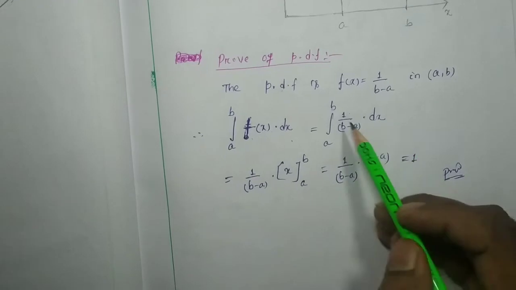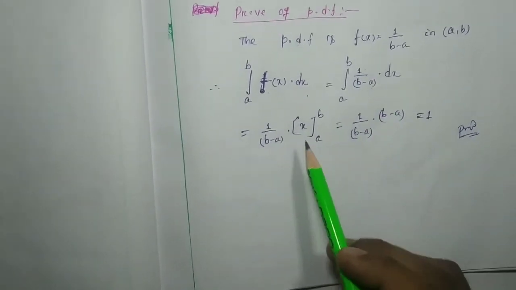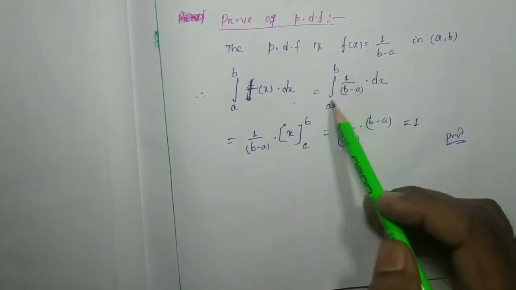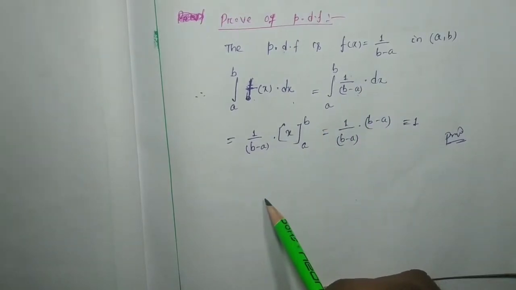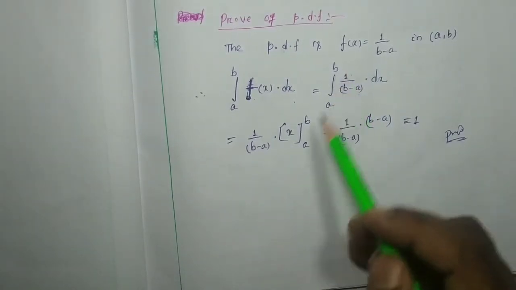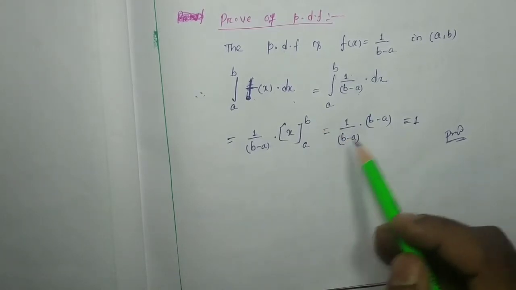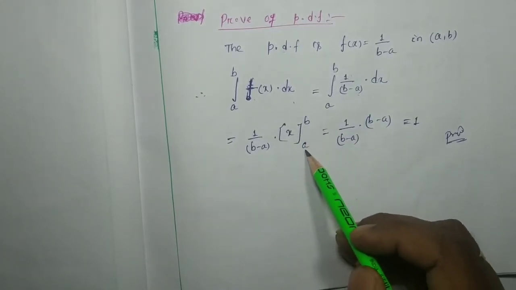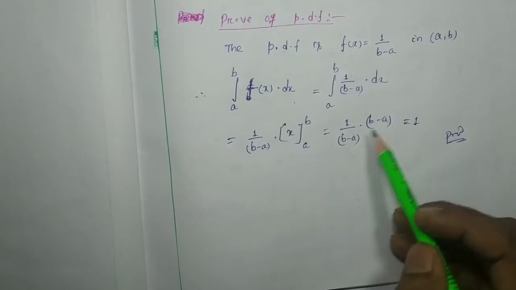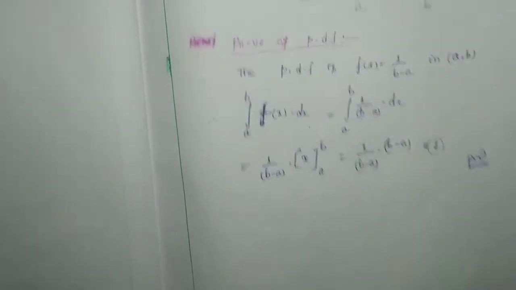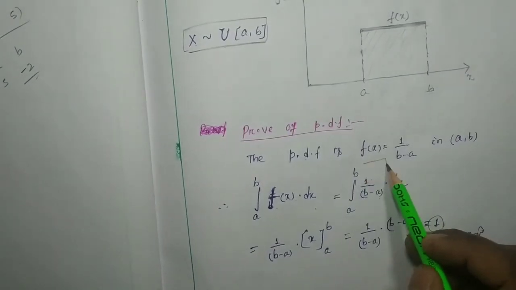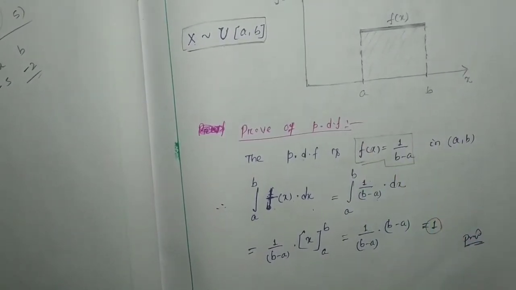1 by b minus a is the constant taken outside, and the integration of dx is nothing but x, with limits a to b. If we put the upper and lower limits, we get b minus a by b minus a, which is 1. Here it has been proved. Okay, this is the PDF of this uniform or rectangular distribution.